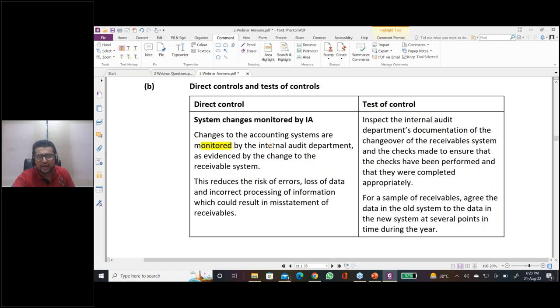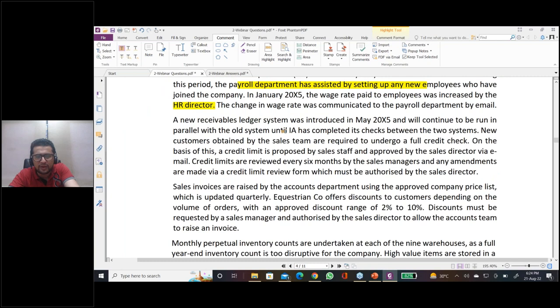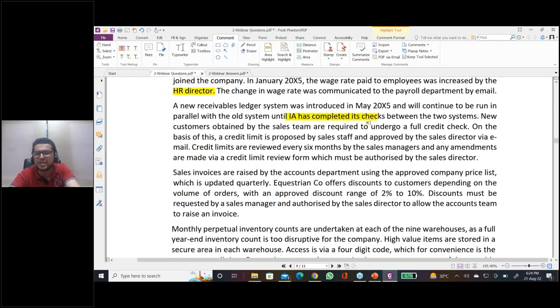Changes to the accounting systems are monitored by the internal audit department, as evidenced by the change to the receivable system. This reduces the risk of errors, loss of data, or incorrect processing of information, which could lead to material misstatement. So the internal audit department would perform the check and balance, and that will lead to reduced risk of frauds or errors, and that reduces the risk of material misstatement, especially with respect to the receivable balance. What about the test of control? Well, for the test of control, you can select a sample of receivables and agree the data in the old system to the data in the new system at several points in time during the year. Make sure that both systems are reconciled at any point of time. So that was the first key control, that the internal audit department is performing check and balances.